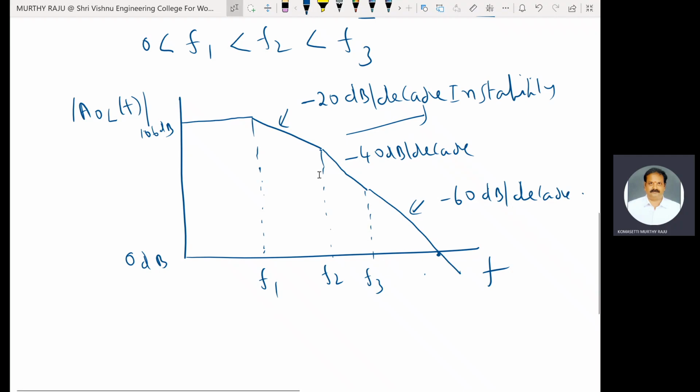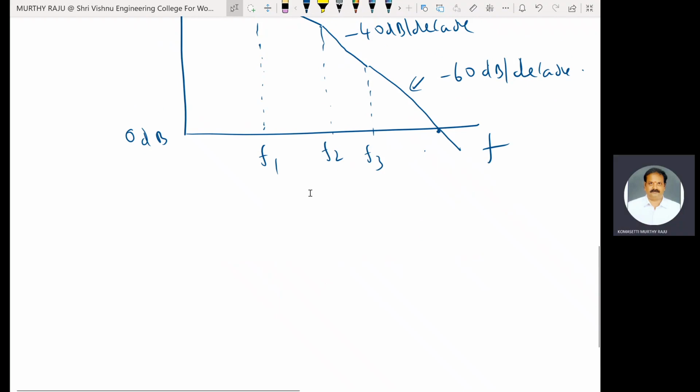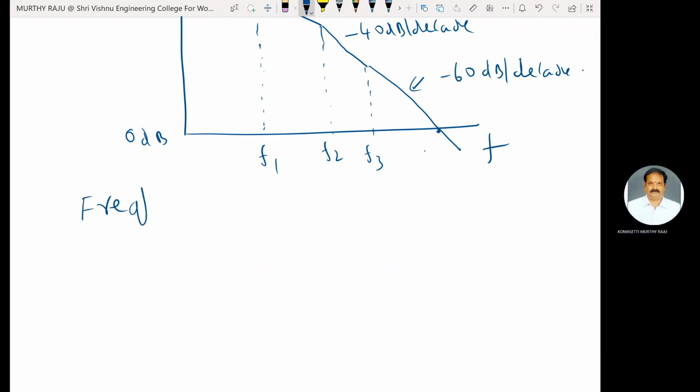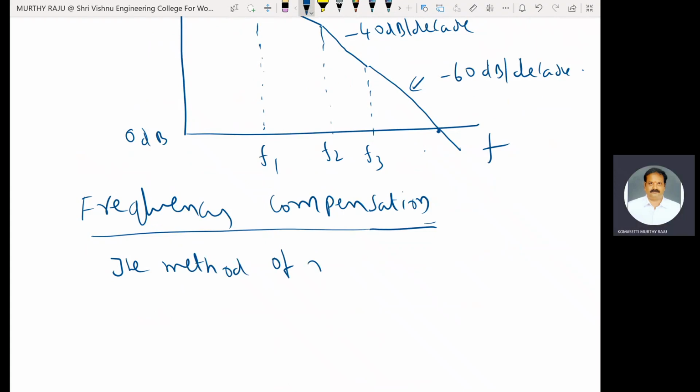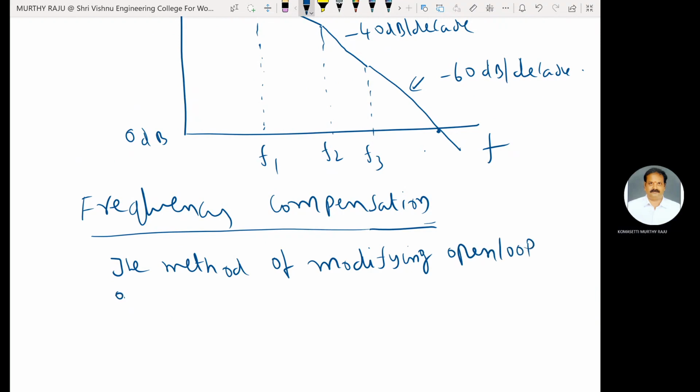How to overcome that situation? By using a compensation technique. The definition of frequency compensation: the method of modifying the open loop gain voltage frequency.